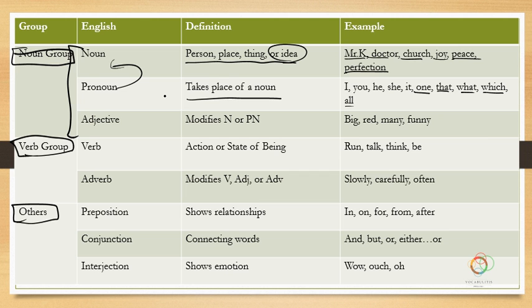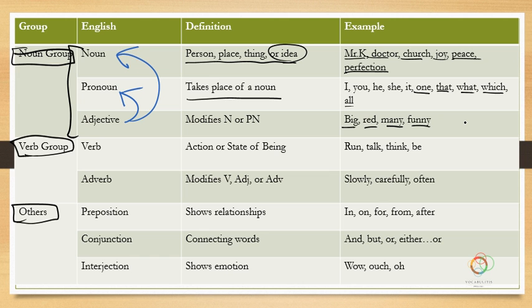The adjective is, let me erase that. Let me reserve this arrow for modifying. We're going to say that the adjective is a word that modifies the noun or the pronoun. It's a modifier. It's a word that adds more information to something. So big, red, many, funny. It tells you about cars: big car, red car, many cars, funny car. Whatever it is that you're using to describe a thing or a person or a place or an idea would be an adjective.